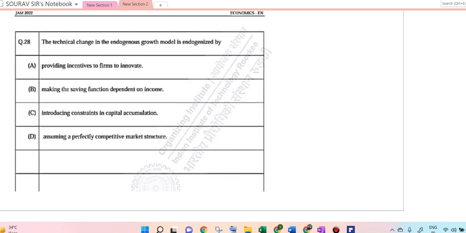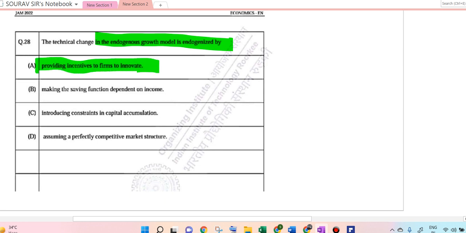So in 28, technological change in the endogenous growth model is endogenized by providing the incentive to the firm to innovate. So very easy. The first answer is the only option. So 28 is A.